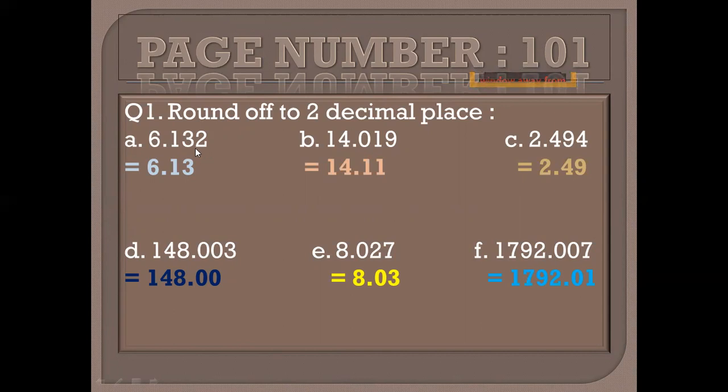6.132. 2 is on the hundredths place, sorry, thousandths place, and it means that we cannot change the number. What is the reason? Because 2 is less than 5. So 3, which lies on the hundredths place, has no change. 6.13 will be our required answer, because on the thousandths place 2 is there and 2 is less than 5.